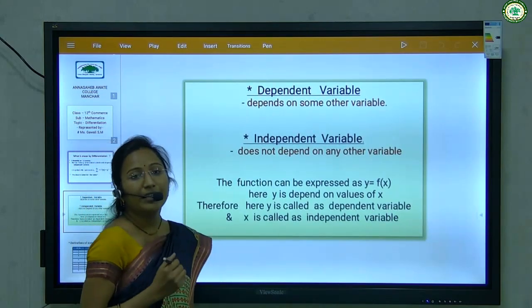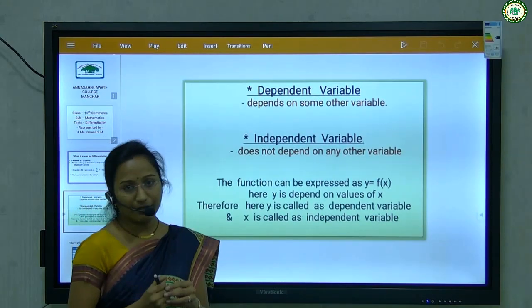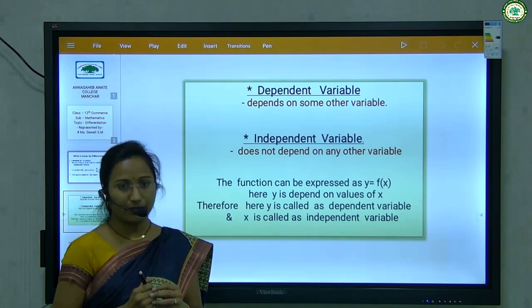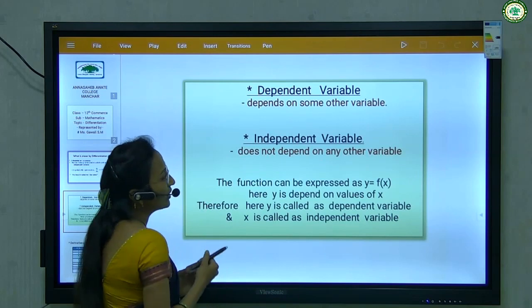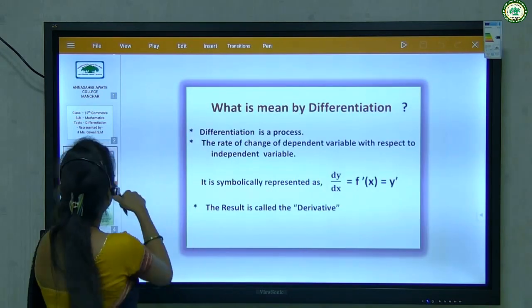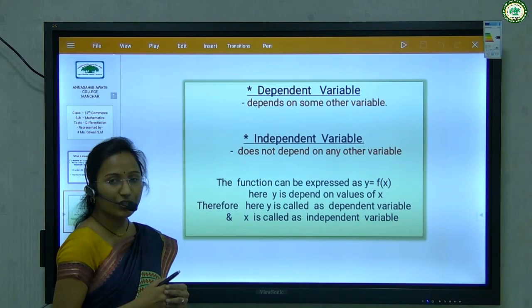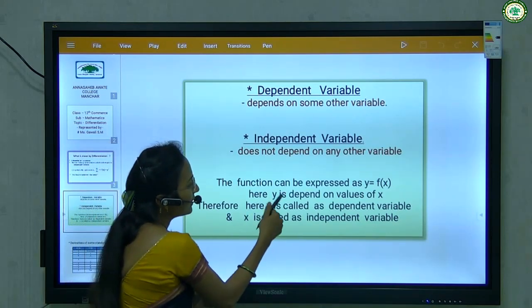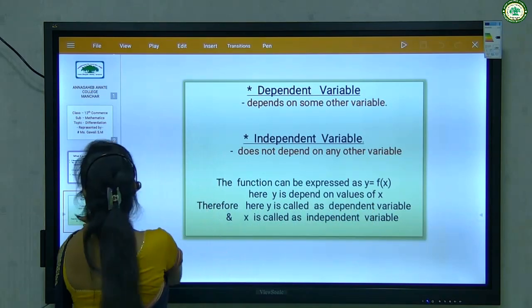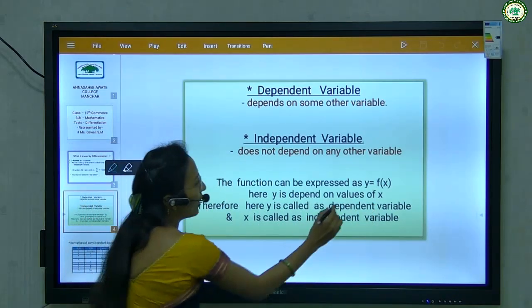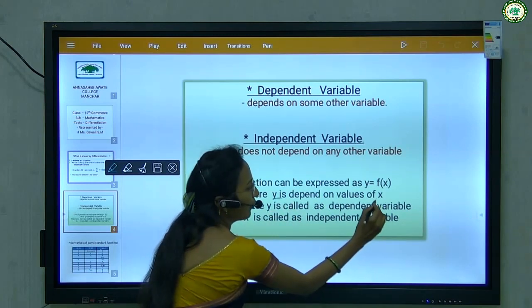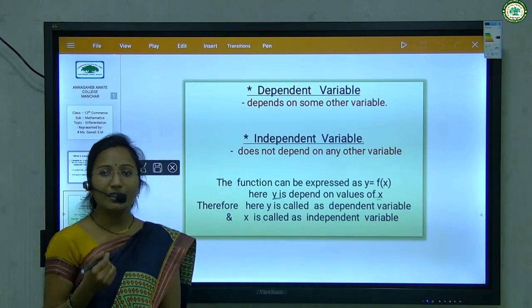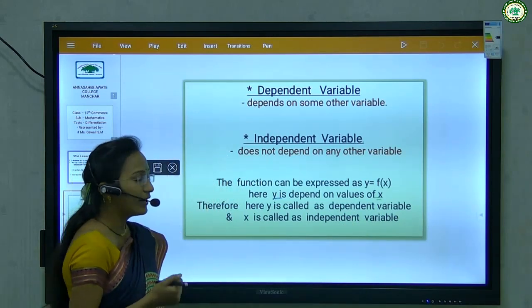Dependent variable means it depends on some other variable, and independent variable means it does not depend on any other variable. We know that the function can be expressed as y is equal to f of x. Here y depends on values of x. Therefore, y is called the dependent variable and x is called the independent variable.